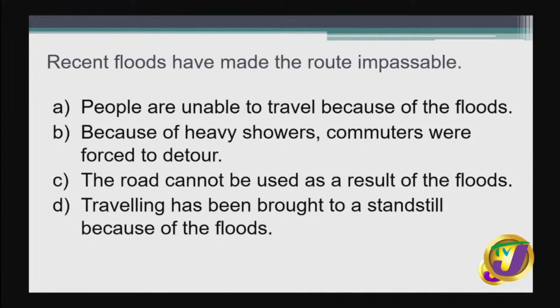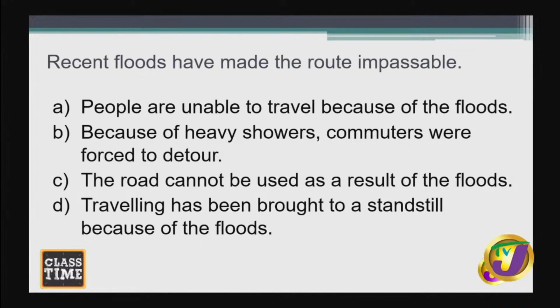Because of heavy showers, commuters were forced to detour. The road cannot be used as a result of the floods. Traveling has been brought to a standstill because of the floods. Which of those is closest in meaning to "recent floods have made the route impassable"? Notice what is in the original that is not in a few of these options you're given.